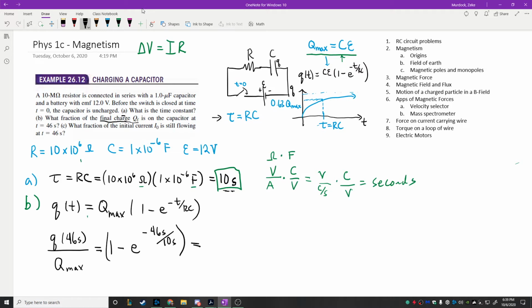So that right there should be the fraction, right? Because it's the charge at that moment in time divided by Q max. So this quantity here will give us the fraction. So it's going to be 1 minus e to the negative 4.6. So what's that equal to? Wait, that looks really bad. What is that quantity equal to there?